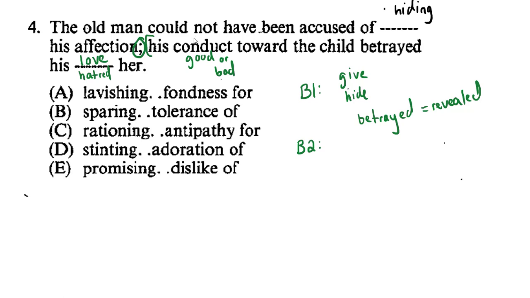But notice this says not hiding it. So he's not hiding his affection. The old man could not have been accused of hiding his affection, which means he's probably showing his affection. He's showing his affection here. So I can get rid of anything that doesn't mean hiding, right? So lavishing means he's giving a lot. This would be not giving a lot. So that's not really what we're talking about.